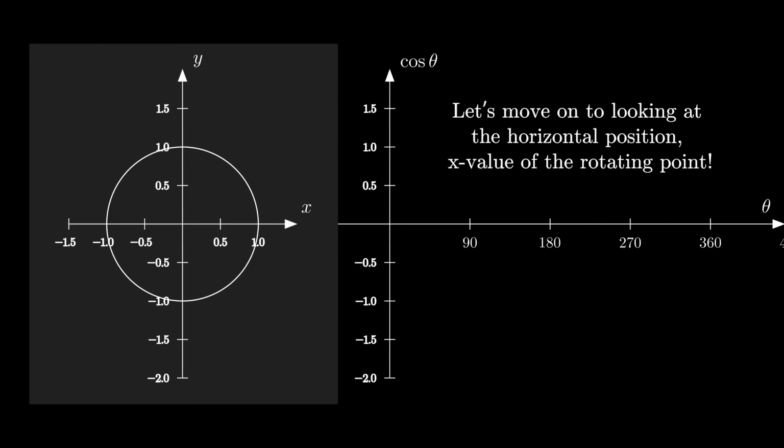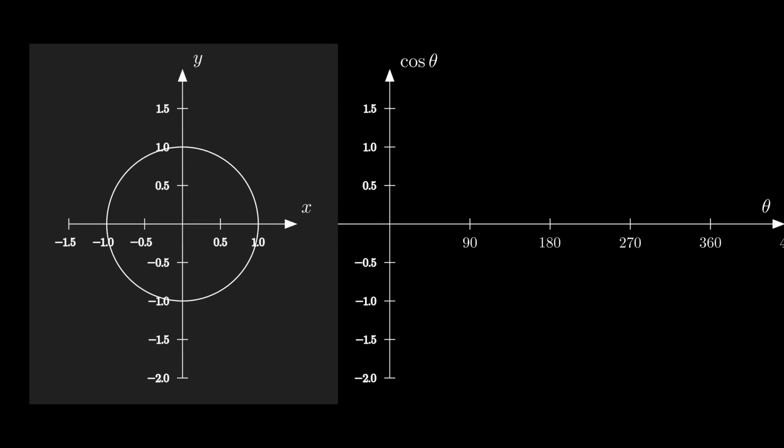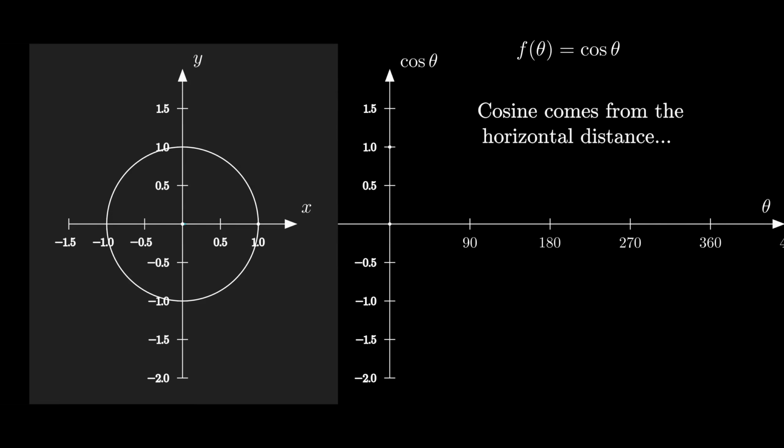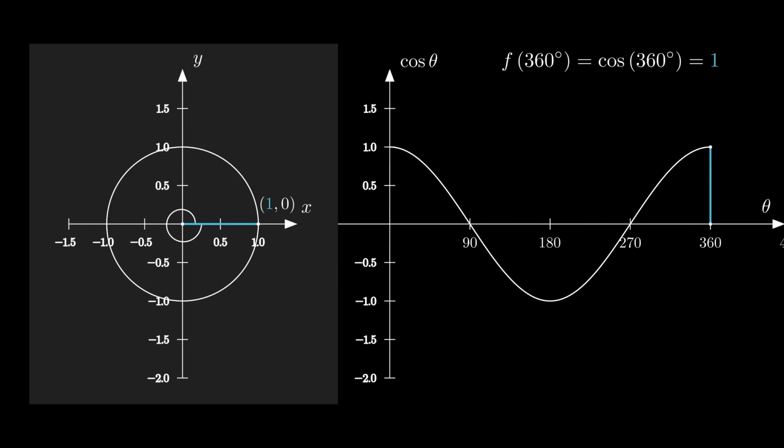Now let's shift our focus to the horizontal position, the x value of the rotating point. Here, be careful with the mapping of the unit circle to the wave function. Unlike sine, where the vertical height of the point directly maps to the wave height, cosine comes from the horizontal distance. This can be harder to visualize because we typically graph wave height on a vertical axis, but cosine still follows from the x-coordinates of circular motion. As the point rotates, the x value starts at 1, decreases to 0, reaches -1, and returns to 1 by the end of a full circle.